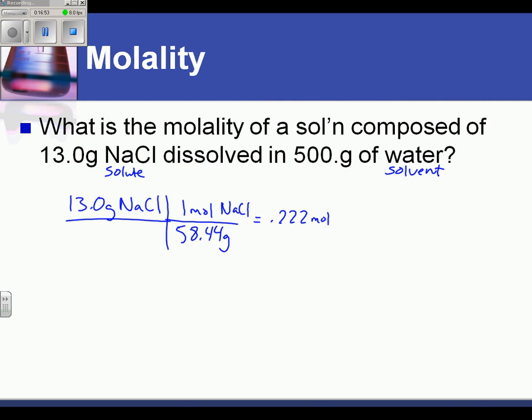Then we're going to have to divide by our kilograms of solvent. They gave me the grams. I'm going to go ahead and convert that to kilograms. So it's 0.5 kilograms. So my moles divided by my kilograms of solvent is going to give me my molality. And you should get 0.444 molal. These types of calculations are going to be pretty important, especially if we get into freezing point depression and boiling point elevation. The concentration that we deal with there is exclusively molality, and it does serve a very important purpose there.